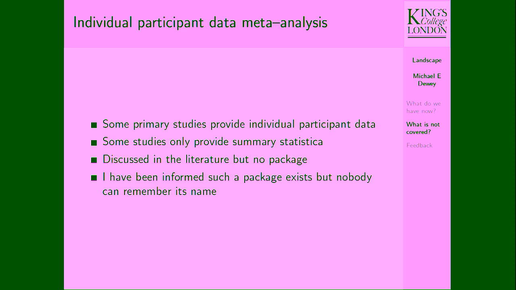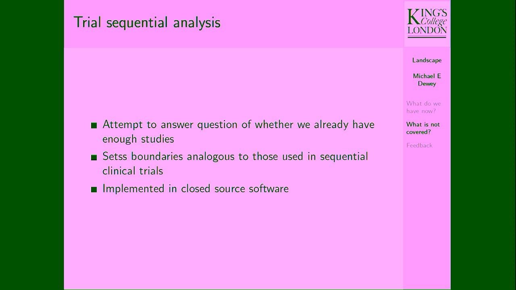Right, now, here's what we don't have at the moment. If you have some studies where you've got the individual participant data, and some studies where there are only summary statistics, there is discussion in the literature about how one might deal with this and combine all of them, other than just purely summarizing the IPD. And the other thing which is missing is an attempt to answer the question: have we got enough data yet, or do we need to carry on, and is it worth doing more experiments in this area?